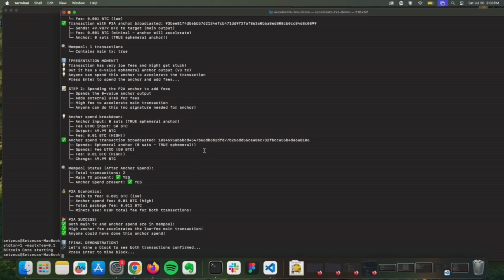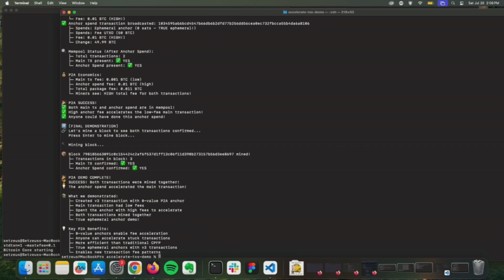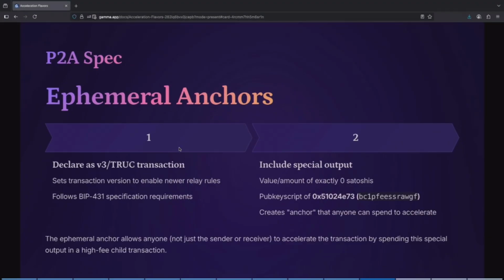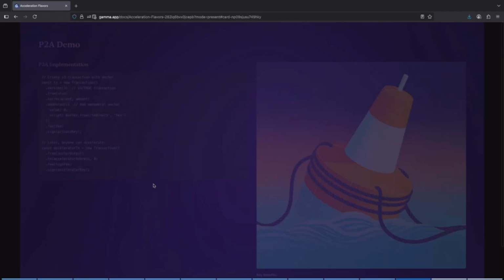And so we're crafting the child transaction. And now miners see that there's a high fee for including both of these transactions. They both end up being mined together. And so it's a really cool way of, again, accelerating any transaction without being either the person that receives it or the original person that crafted the transaction.